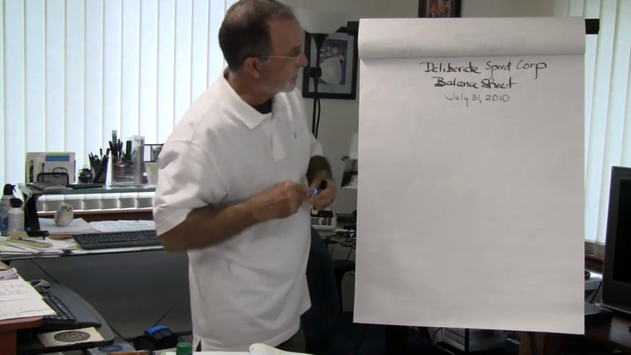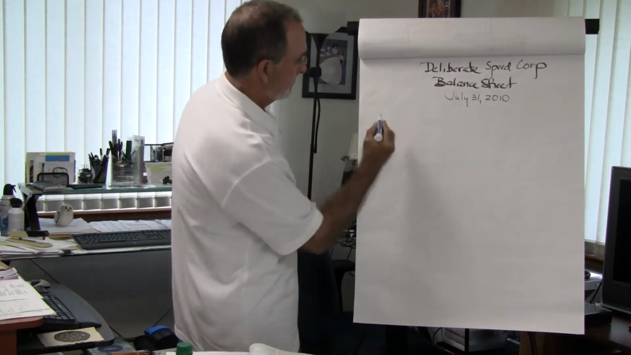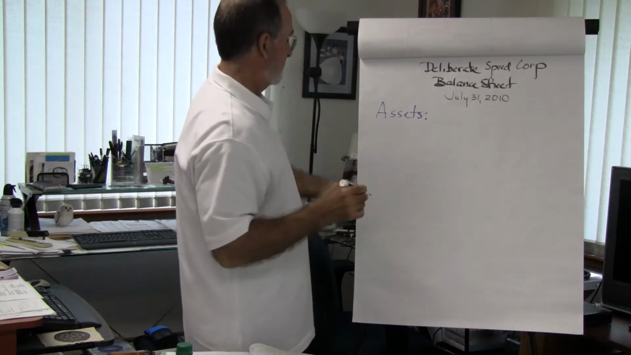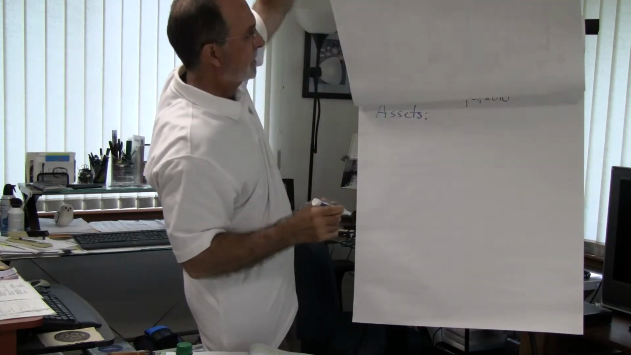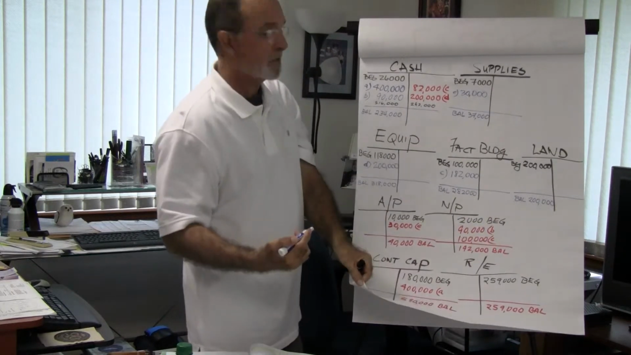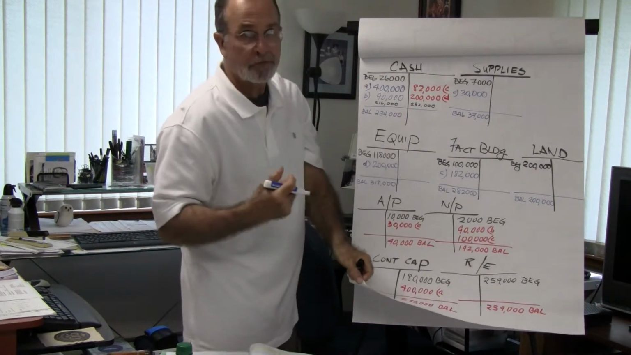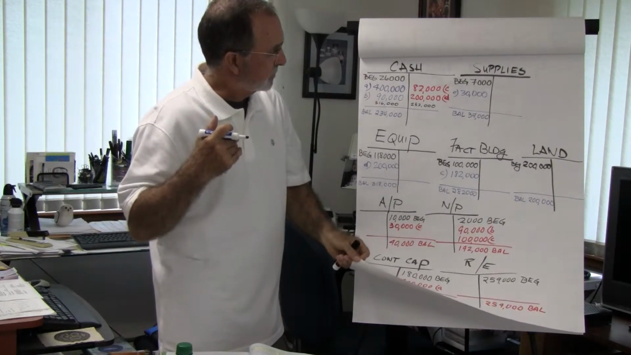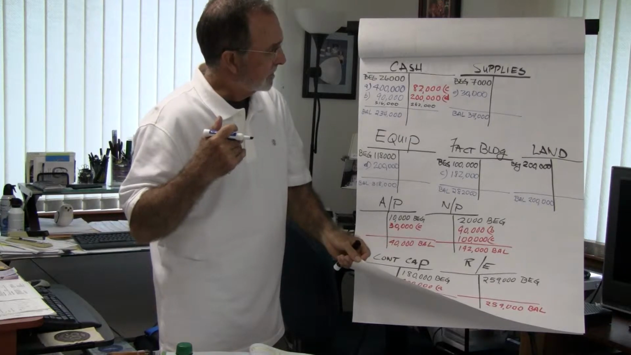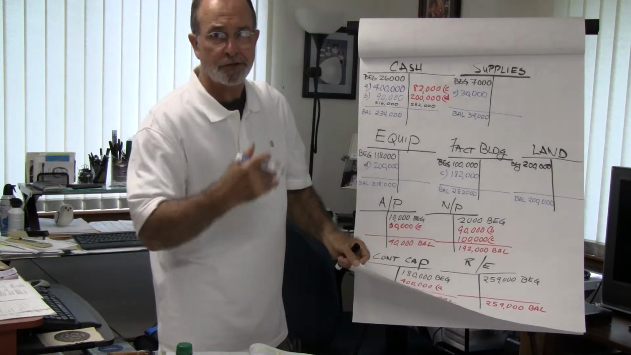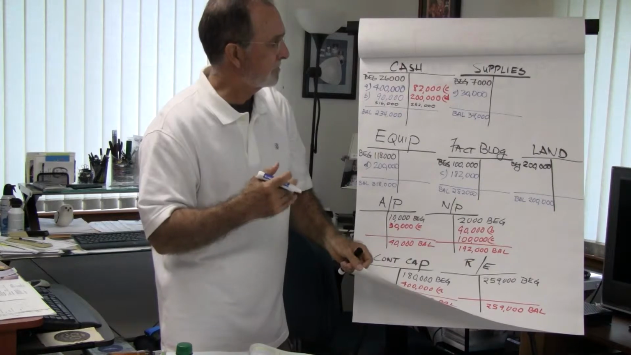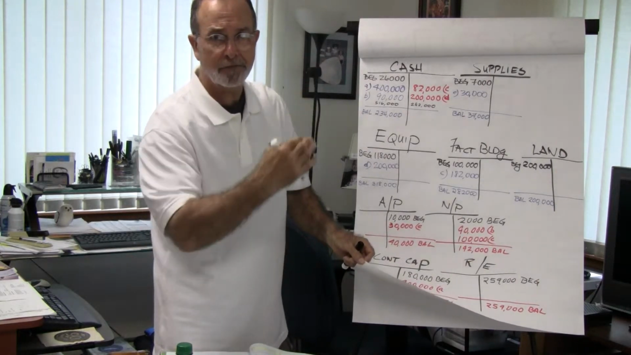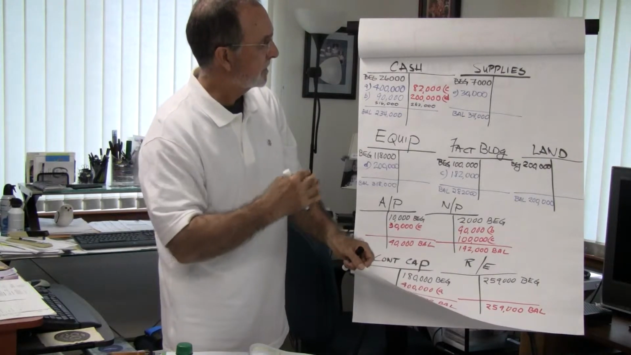Our format is always important. We have assets at the top, and we list our assets in order of liquidity, most liquid to least liquid. Liquidity refers to the ability to be turned into cash. So cash is always listed first, and you work your way down from cash in terms of liquidity.